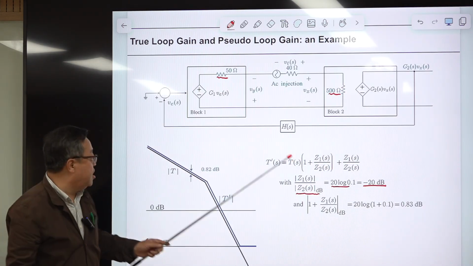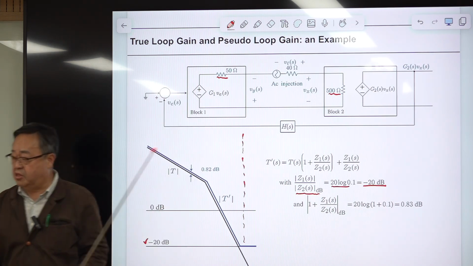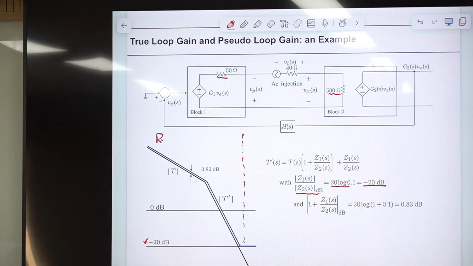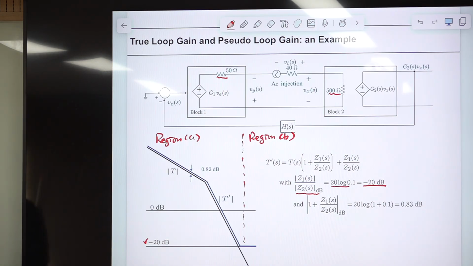And based on this magnitude difference, maybe it is a good idea to divide this frequency range for the evaluation into two regions. Before this line is called region A. And the right hand side of this Bode line is region B. All right, so in region A, we consider this part first. Then this fact first.